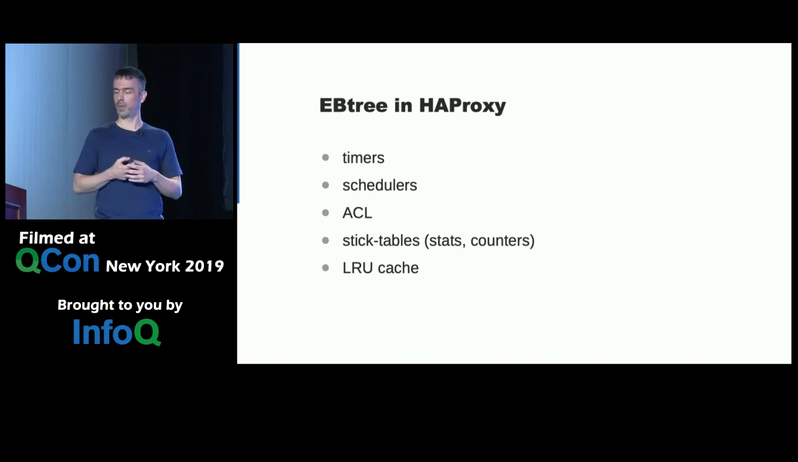But that's not all where we use EBtrees. We use it for time reference schedulers, but we also use it for ACLs. And it's useful because there we can rely on the prefix matching to match IP address subnets to recorded IP addresses. We use it for stick tables. This is where we store stats, counters, values related to processed HTTP requests. And we also use it for an LRU cache. In HAProxy we have a zero maintenance, small and fast LRU cache, which we use to call favicon cache, just as an additional way to help out the backend performance.